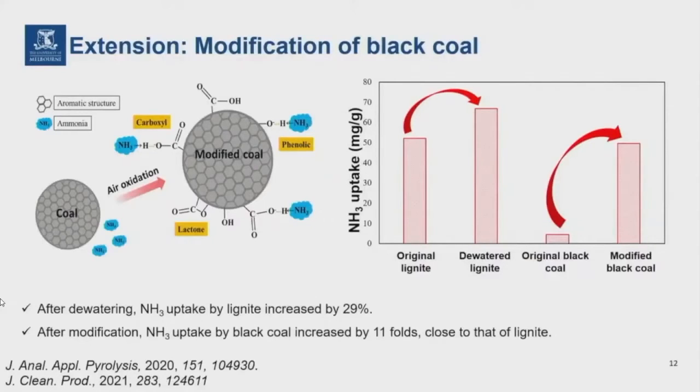So we have demonstrated the dewatering process can be successfully used to enhance the ammonia adsorption. We wonder whether this technology can be extended to the other coal material because lignite is mainly located in Victoria region, but the black coal material is available all over the world. For example, Queensland has a lot of black coal mines. So yes, the result is very positive. After the modification, we use similar air thermal treatment. The ammonia gas uptake by black coal increased by 11-fold. It is almost as efficient as the lignite.